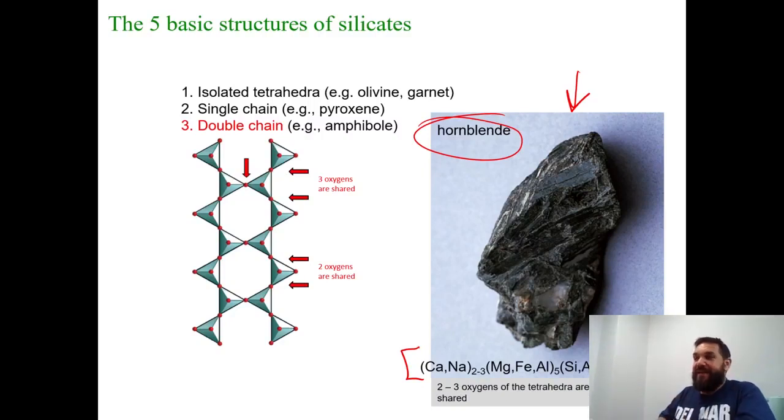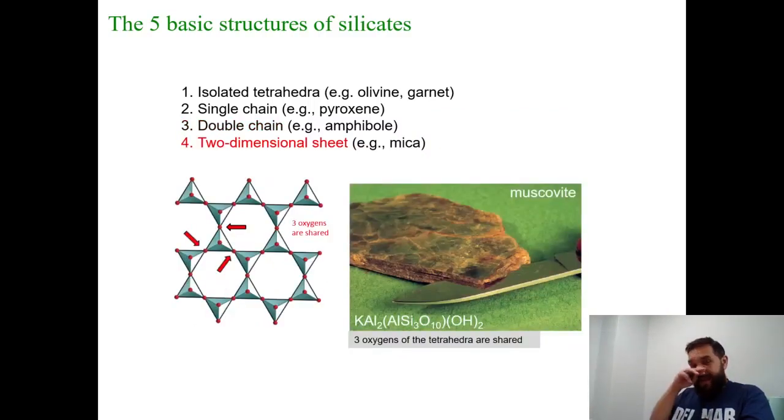But anyway, amphibole. Notice how every tetrahedron is sharing not with two now, but with three. Okay, you see that? Three. So that tetrahedron is sharing with three. Now let's look at the two-dimensional sheets.